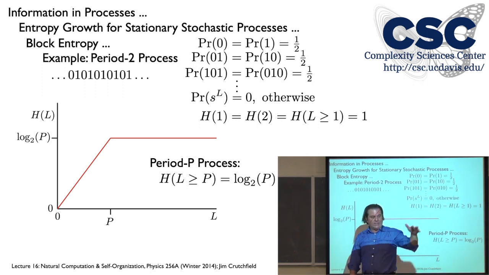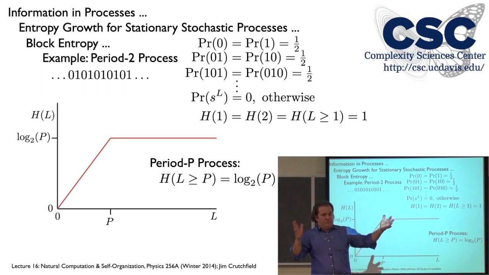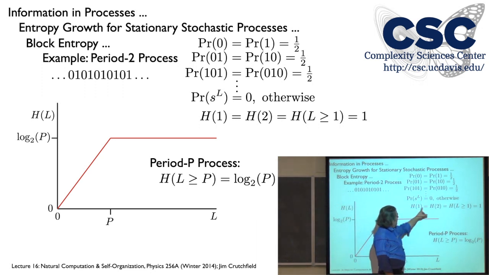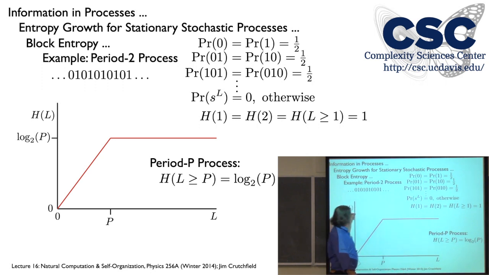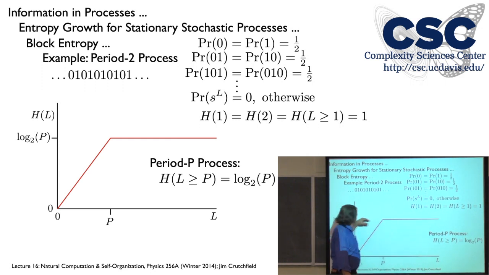So for a periodic process, if you look at sufficiently long words, the number of words generated is given by the period of the process. That also means that when we look at the block entropy curve, it initially grows, and then at some point it flattens out as soon as the distribution becomes constant. In fact, it levels out right at log of P.